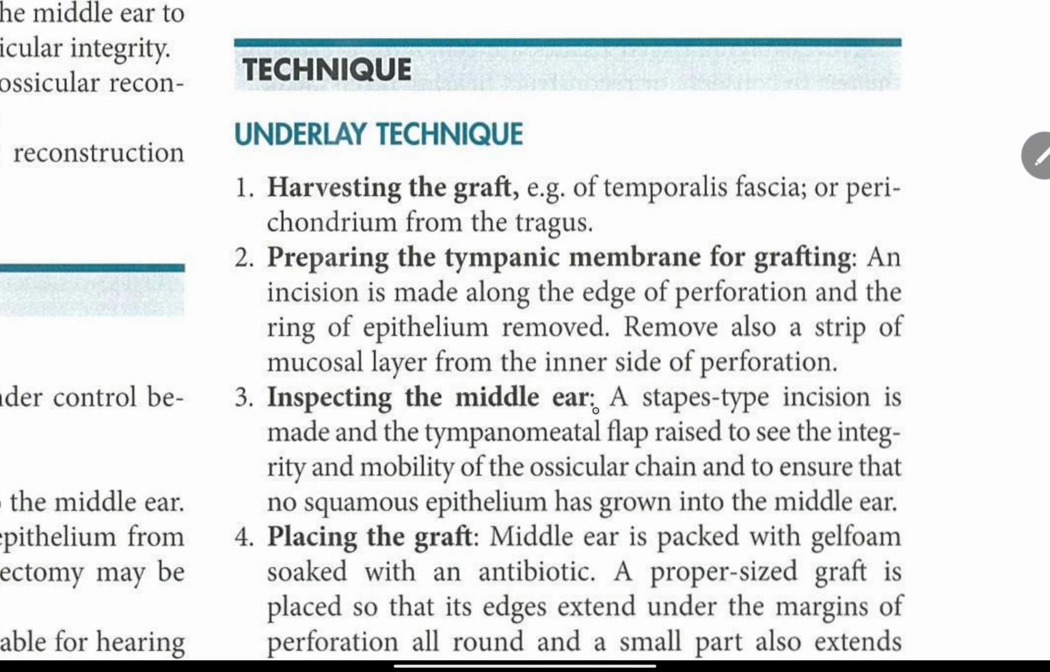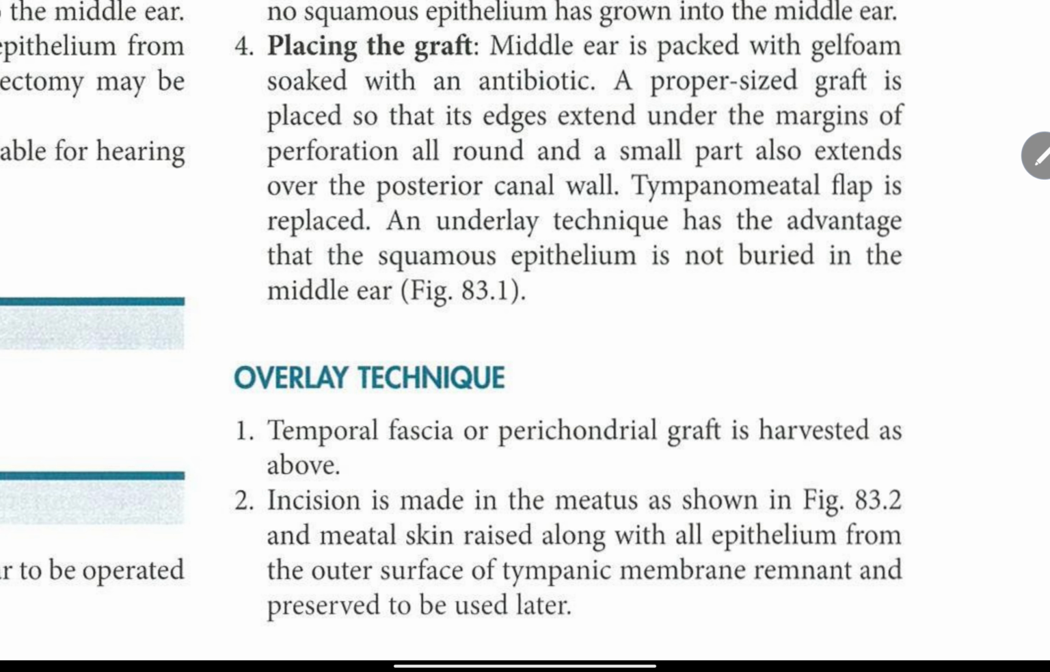3. Inspecting the middle ear. A stapes type incision is made and the tympanomeatal flap raised to see the integrity and mobility of the ossicular chain and to ensure that no squamous epithelium has grown into the middle ear. 4. Placing the graft. Middle ear is packed with gel foam soaked with antibiotic. A proper size graft is placed so that its edges extend under the margins of the perforation all round and a small part also extends over the posterior canal wall. Tympanomeatal flap is replaced.